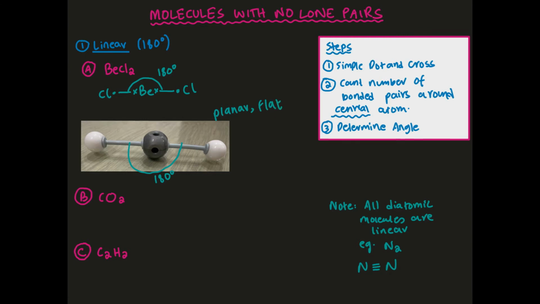The next example that we have over here is carbon dioxide. Here you have carbon as the central atom and 2 oxygens double bonded.